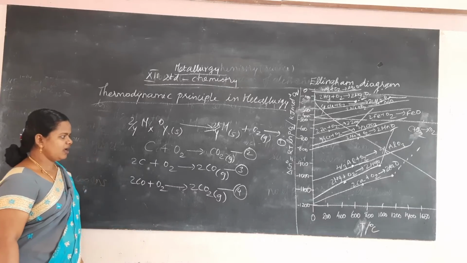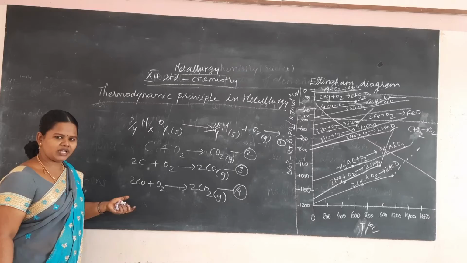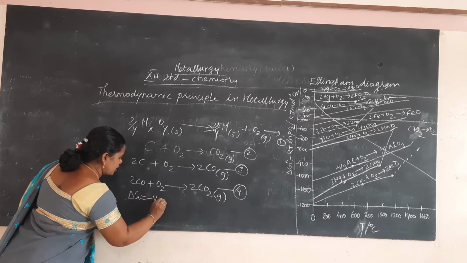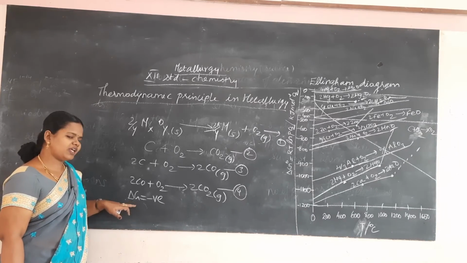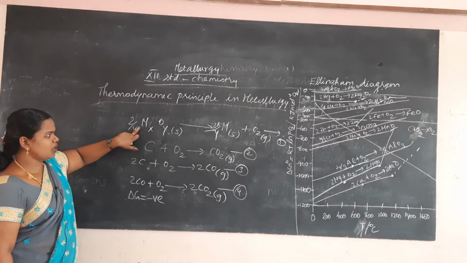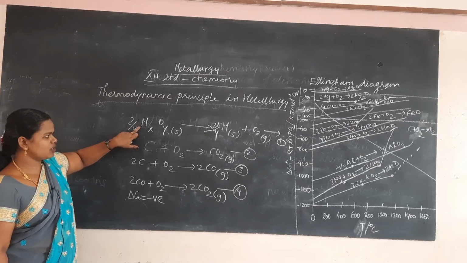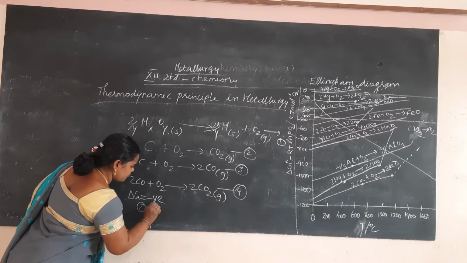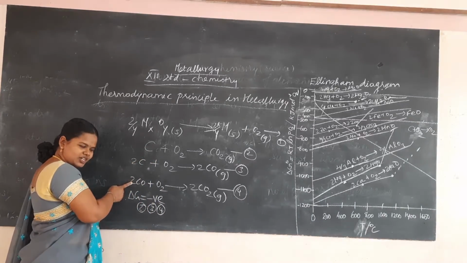So here, if we want a reaction with good yield, the delta G should be negative. Delta G is what? The change in free energy should be negative. For example, we want to reduce this metal oxide to metal. So what can I use? I can use 2, 3 or 4 as a reducing agent.